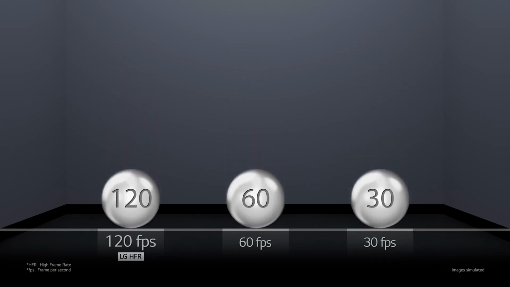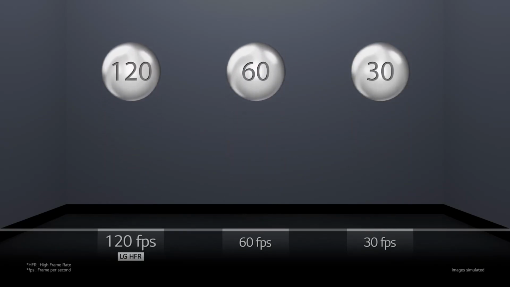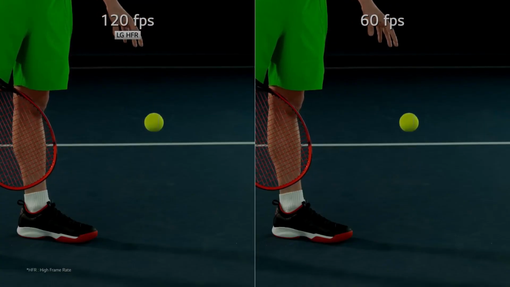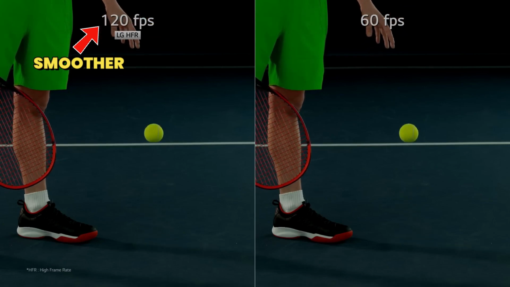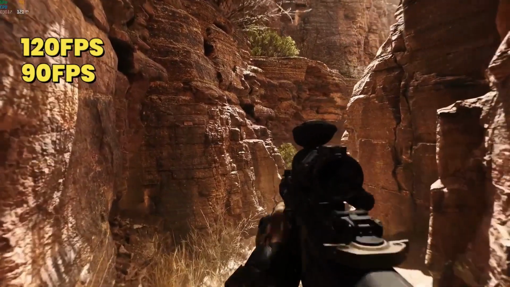Images that are rapidly appearing are called frames, and the rate at which the frames are appearing is called frame rate. 30 FPS means 30 frames per second, and 60 FPS means 60 frames are being shown in each second. The higher the frame rate is, the motion looks more and more smooth and clean. There are videos and games with frame rate as high as 120 FPS, 90 FPS, 240 FPS, and more. But can your eyes even see it?